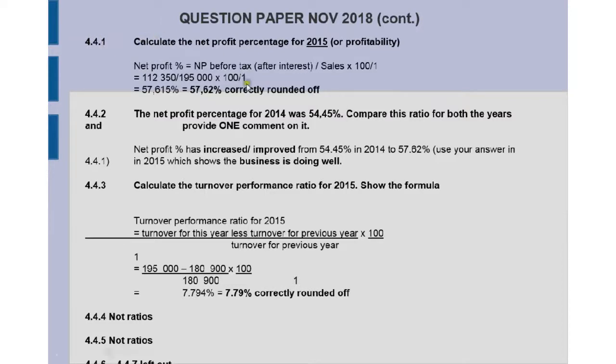4.4.2, they now give you the net profit percent for the previous year and ask you to comment on the change from year 2014 to year 2015. So yeah, you can say the net profit percentage has increased because you can see the previous year and you can see the new year, and you need to mention your years as well when you put your percentages down. And you use your answer, even if it may be a wrong answer, they will still give you credit for it because you have used the answer that you got in your calculation. And also, which shows that this business is doing well.